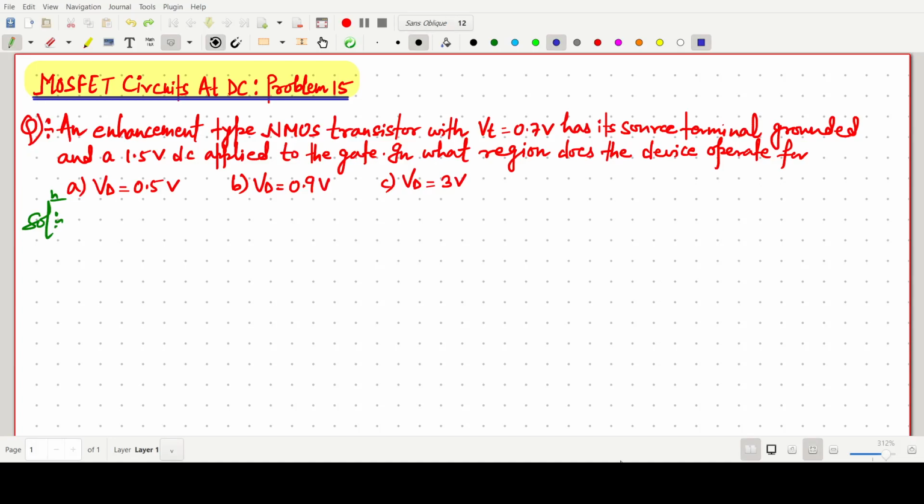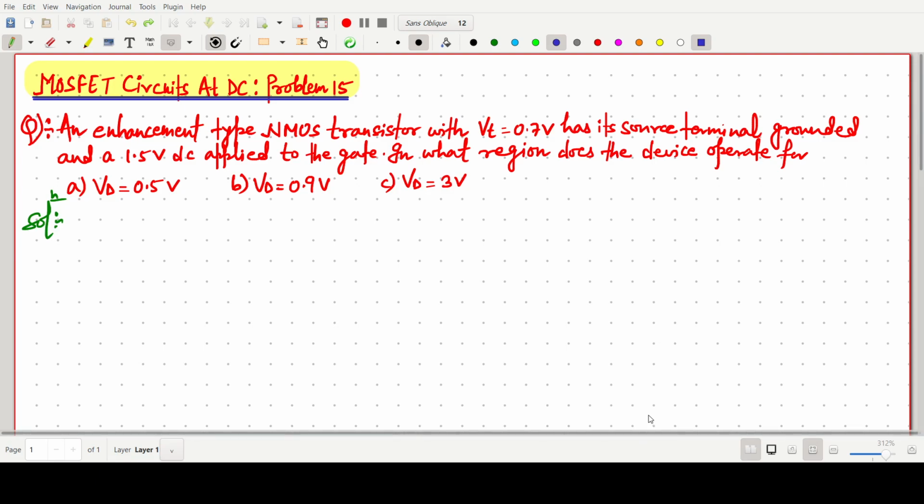Welcome everyone. In this video lecture, we will solve a question on a MOSFET circuit at DC. In the question, an enhancement type NMOS transistor with threshold voltage VT of 0.7 volt is given, has a source terminal grounded and a 1.5 volt DC applied to the gate. In what region does the device operate, either linear, saturation or cutoff, for different drain voltages VD of 0.5 volt, 0.9 volt and 3 volt?